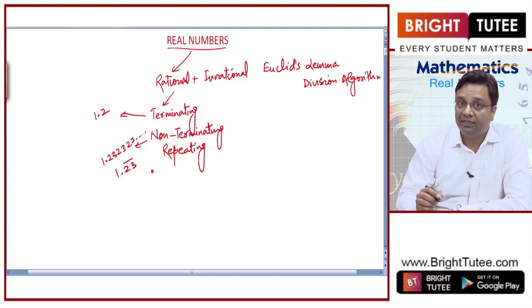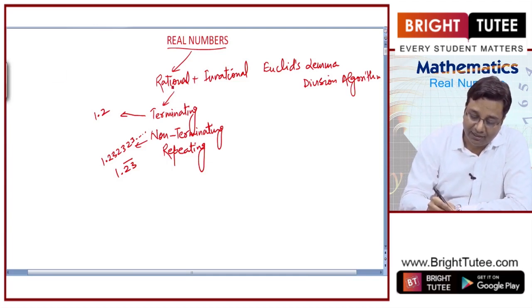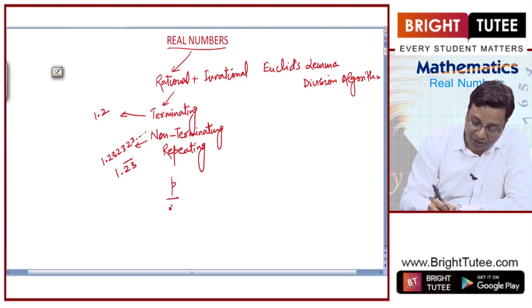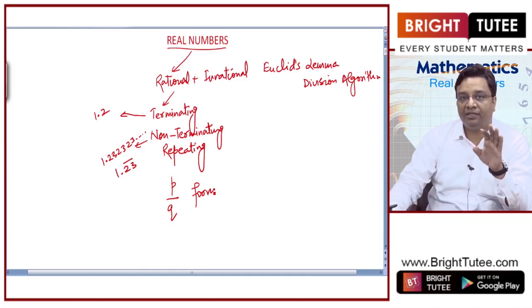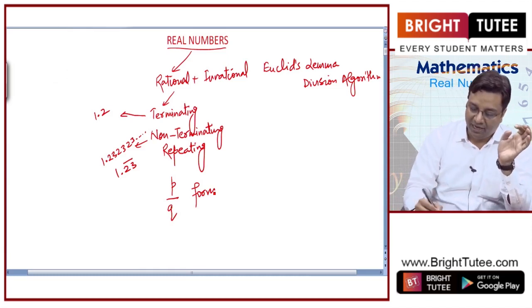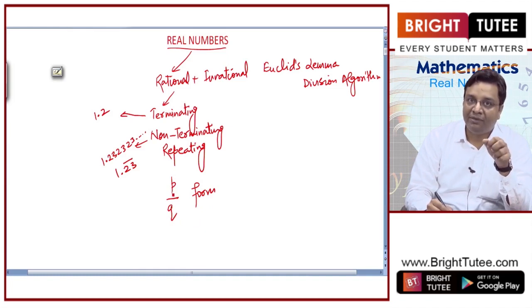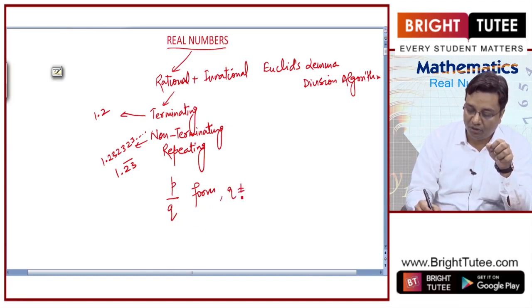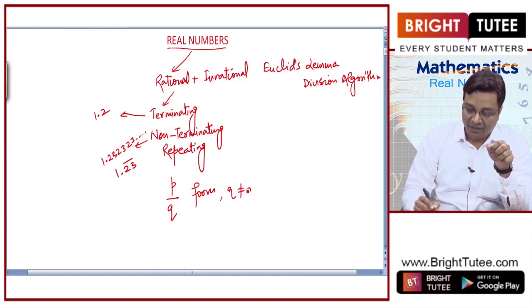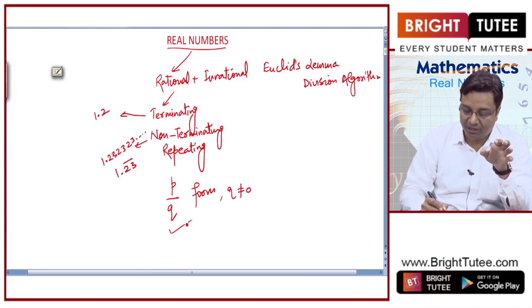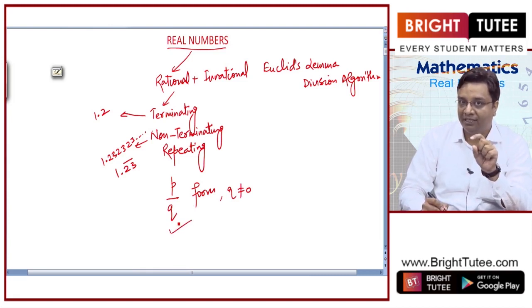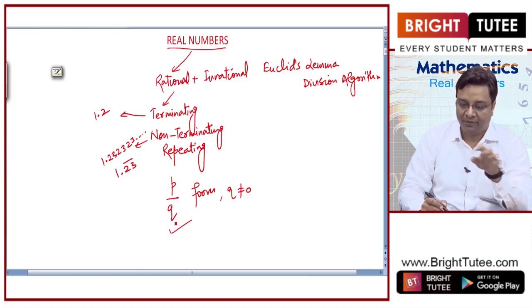One more definition is there for rational numbers, that these are the numbers which can be written in p by q form. Let us say I have taken p and q as any integers, and if I can write it in p by q form where q is not equal to 0, then that number is a rational number. And you will see in the upcoming exercises that such numbers will either terminate after certain digits or they will be of non-terminating and repeating type.